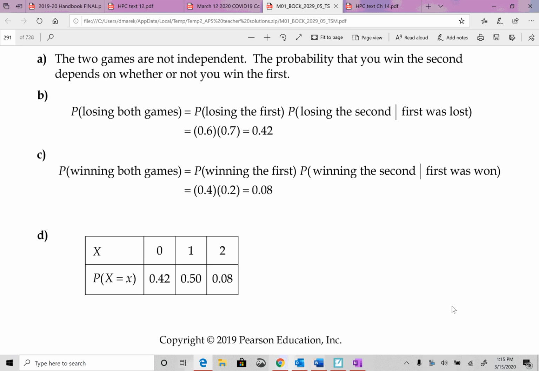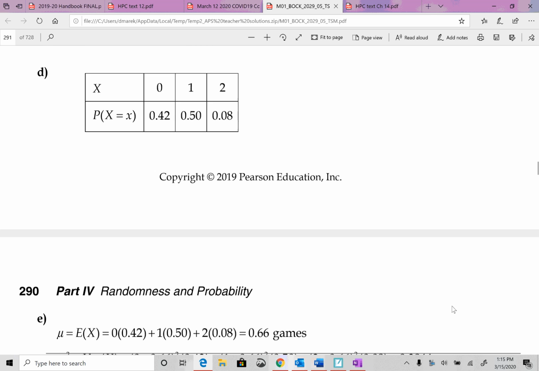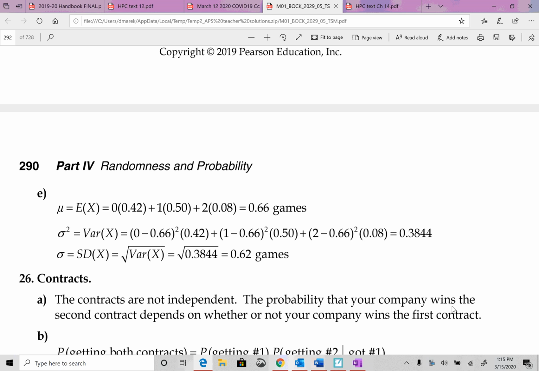And notice there with our probability model, there are only 3 outcomes. You lose both games, you win one game, or you win both games. Considering parts B and C, you figured out 2 out of those 3 probabilities. Oh, look, 0.24 plus 0.08 will give you 0.5. So the probability of winning one of the 2 games is 0.5. So then your expected outcome, multiply again with our chart, 0.66 games, and then a standard deviation of 0.62.